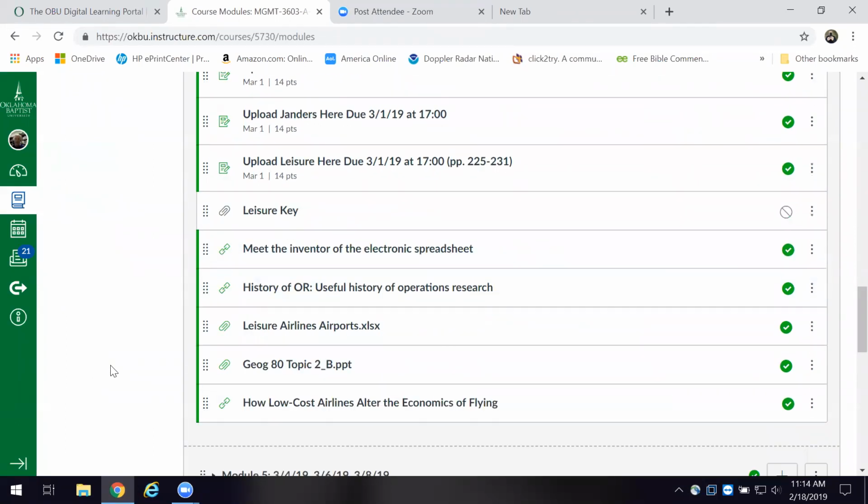I have some additional resources that would be a good idea for you to take a look at. One is a little bit of history about the electronic spreadsheet, how it got invented and put together. You live in a world where we have these tools. It used to be you didn't have those tools. You worked with pencil and paper, and calculator, and things were much slower.